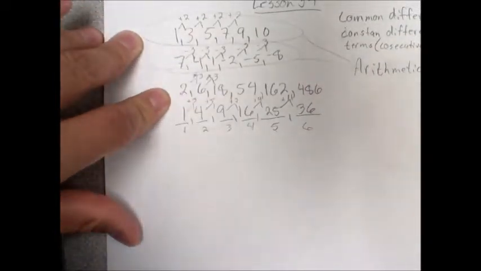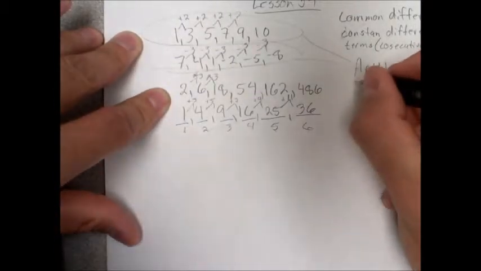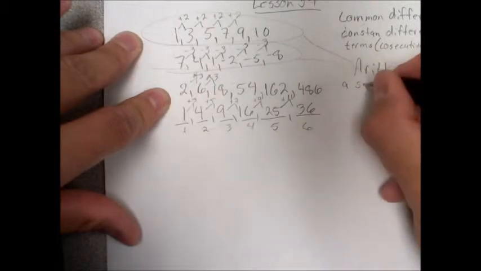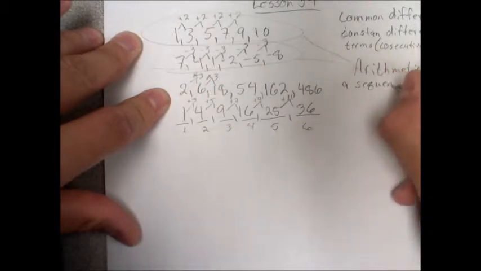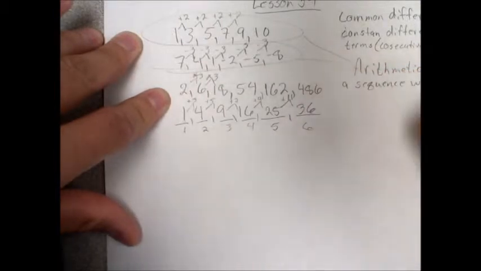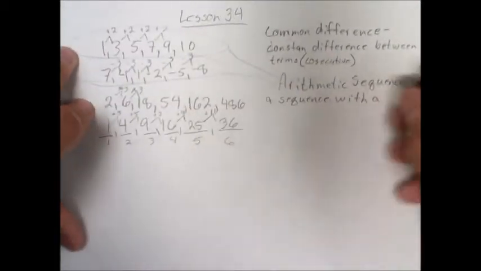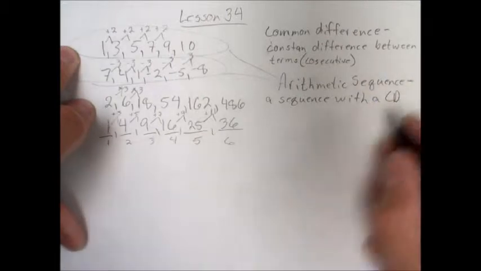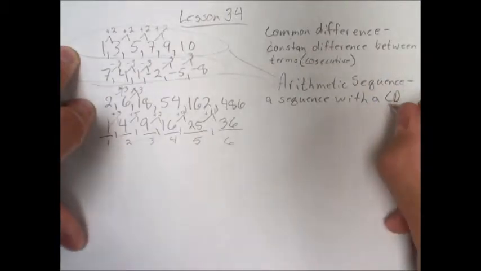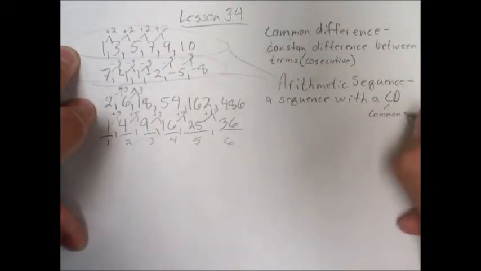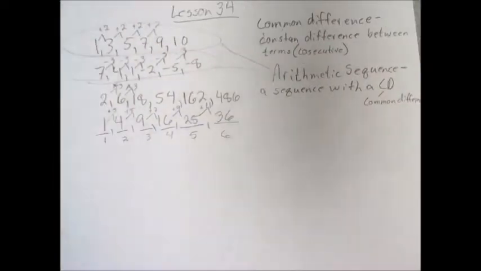So arithmetic sequences, we're going to write our definition of that, is simply a sequence with a common difference. And I'm going to abbreviate this so that you guys can start getting used to it. Common difference, CD, common difference.